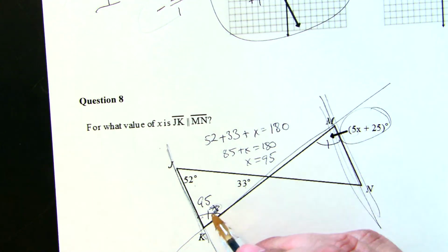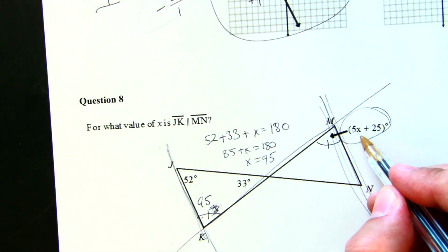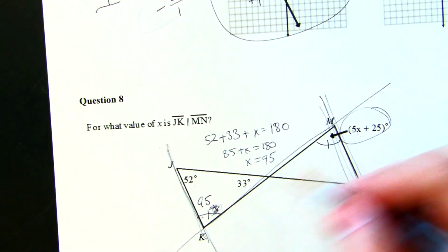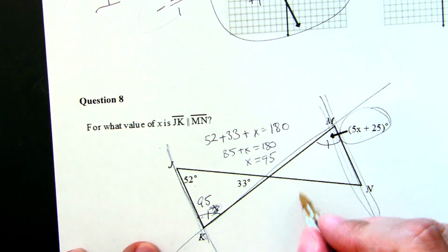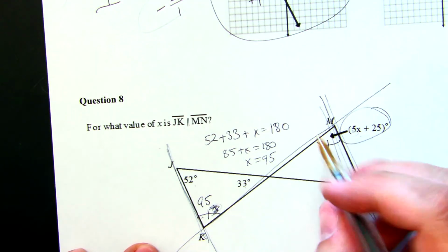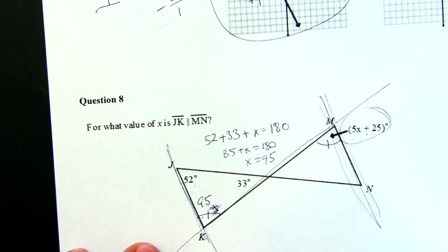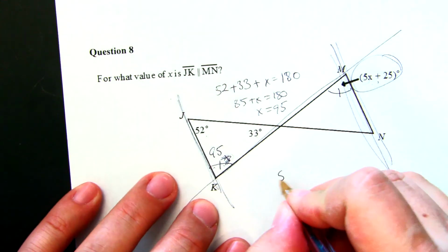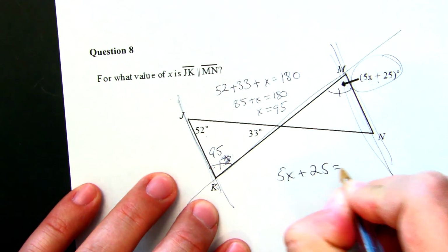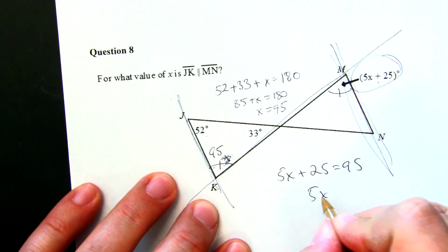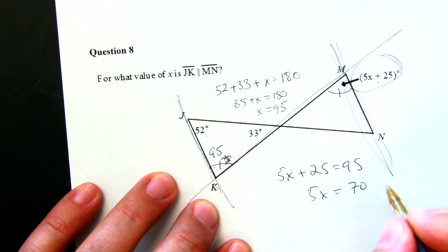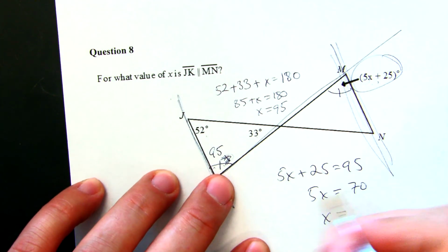Now, these two angles are congruent because if the lines are parallel, then these two angles are congruent. So this 95 has to equal 5x plus 25. 5x plus 25 equals 95. 5x equals 70. x equals 14.